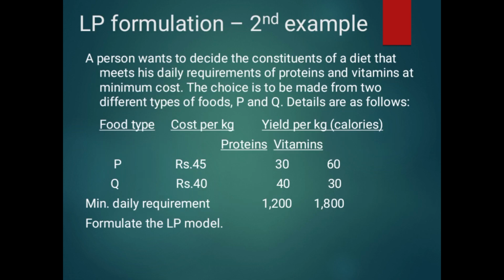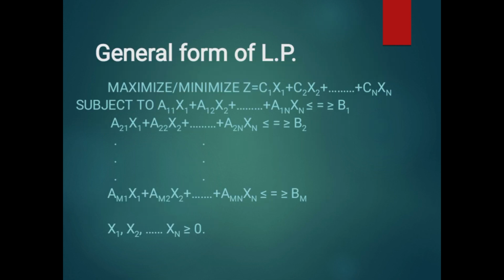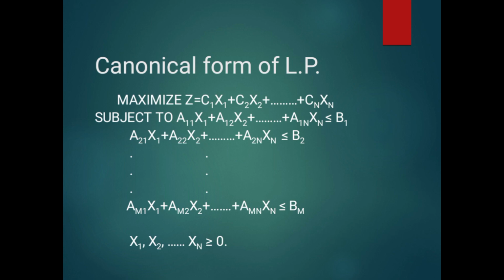Another problem. The general form of LPP is maximize or minimize Z equal to Cx, that is C1x1 plus C2x2, etc., Cnxn, subject to the constraints A11x1 plus A12x2, etc., A1nxn less than or equal to B1. Similarly, the next row A21x1 plus A22x2, etc., A2nxn less than or equal to B2, etc., and Am1, and all the x1, x2, etc., xn are positive. It's a canonical form of LPP.